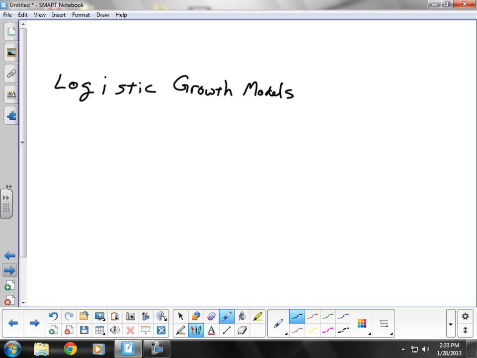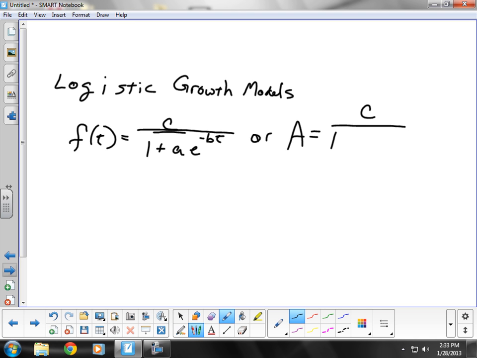Those formulas are given in this form, where C, A, and B will all be numbers. Now this model is used, can you see that it's got a little bit of exponential growth in there? See it?